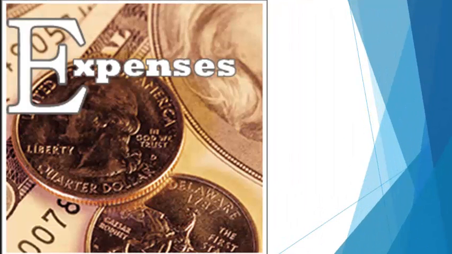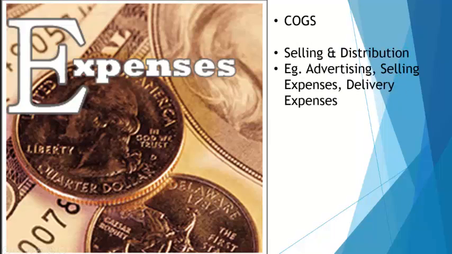Now, in terms of expenses, it gets a little bit more complicated. We have our cost of goods sold as before. That hasn't changed, but in terms of our expenses, we've now got three different types. The first, selling and distribution. Anything that is to do with selling or distributing the product or good or service that we have sold, for example, advertising, selling expenses, delivery expenses, goes under this heading.